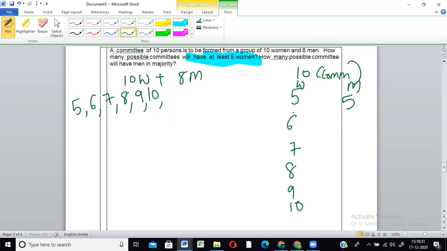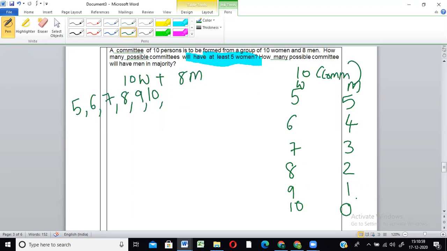Likewise, the second case, when there are 10 people in the committee, 6 are women, so the remaining 4 have to be men, right? So again, in a committee of 10 people, there are 7 women, so the remaining 3 have to be men. Likewise, when 8 are women, the remaining 2 have to be men. There are 9 women, the remaining 1 has to be a man. Likewise, when there is a committee of 10 people and all 10 are women, there is no choice of picking any man for the group, right?